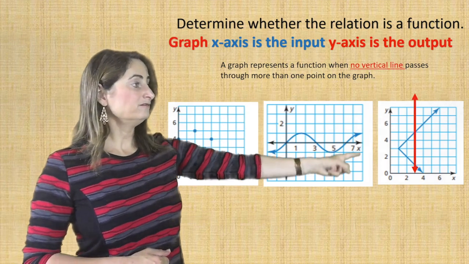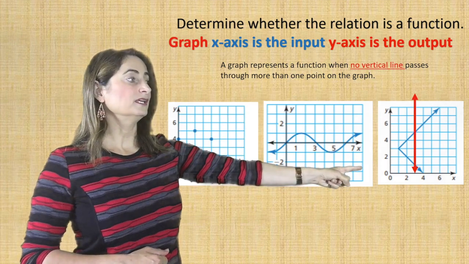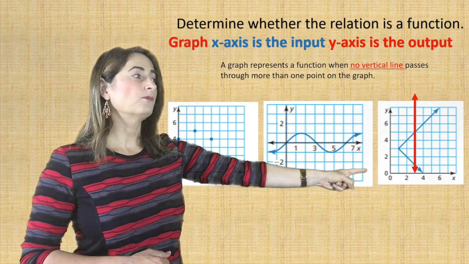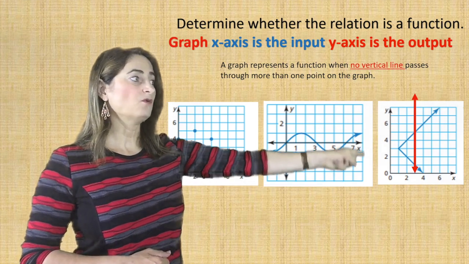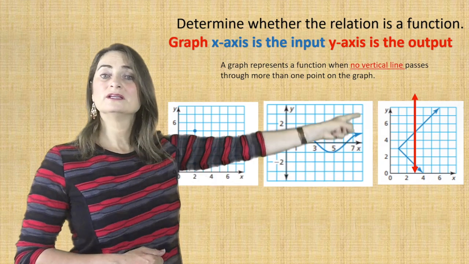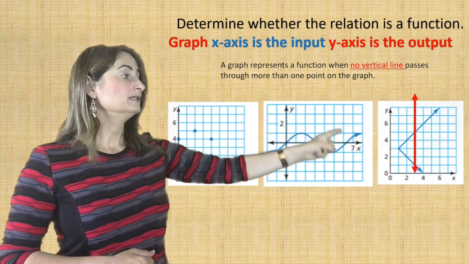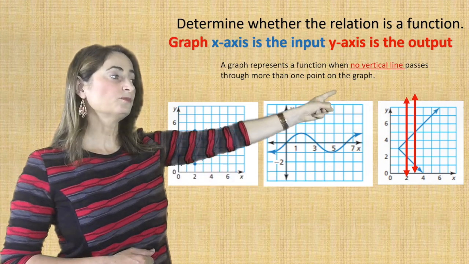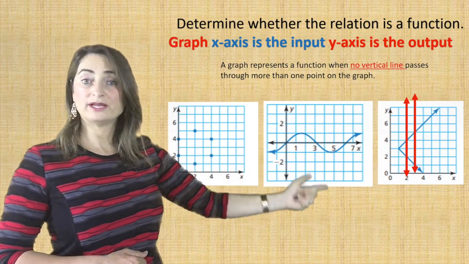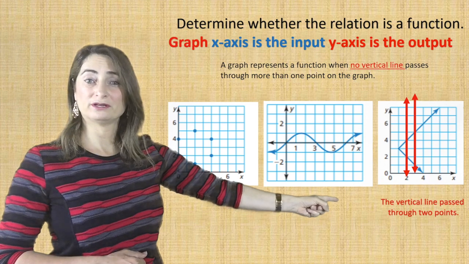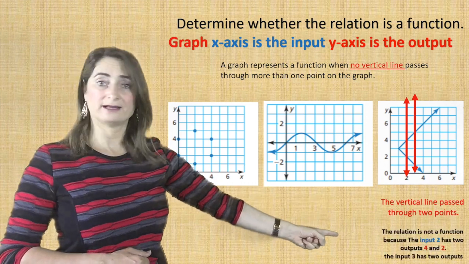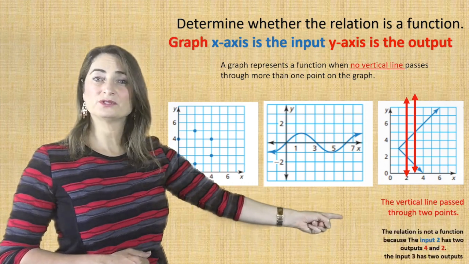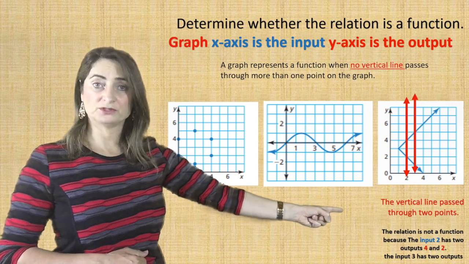Here's the red line first. The x-axis, or the input, is 3. Watch how it passed 2 points on the line. Same with another line at input 2, which also passed through 2 points. So the line passes through more than one point on the graph, which means it's not a function. That means those inputs have multiple outputs.